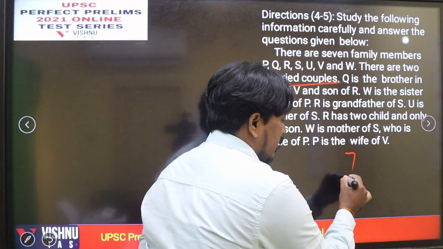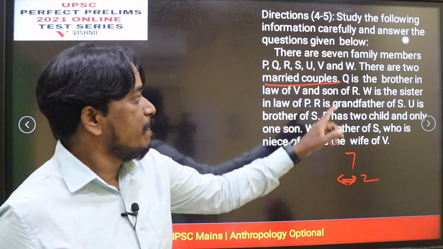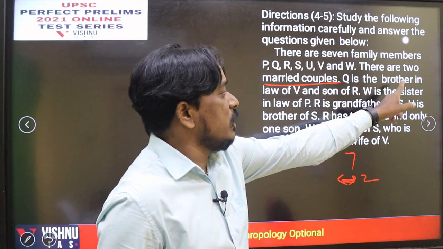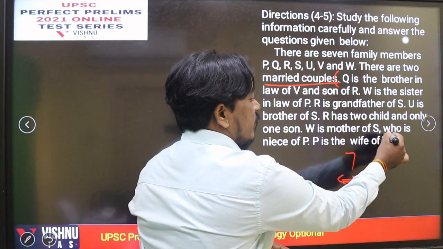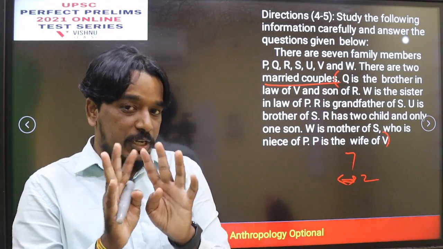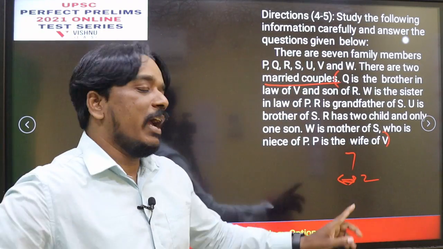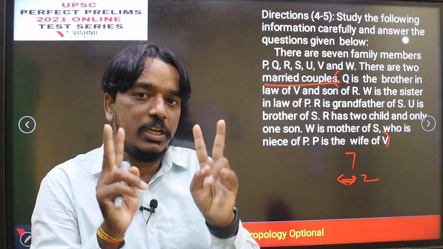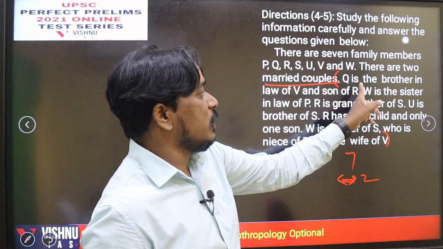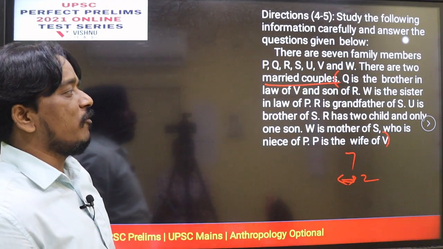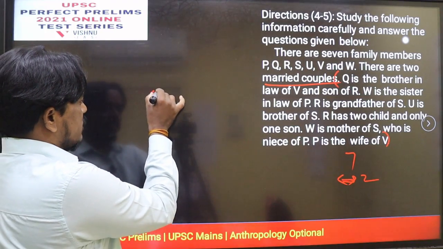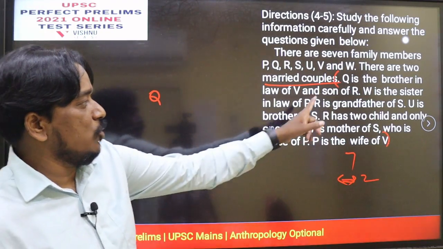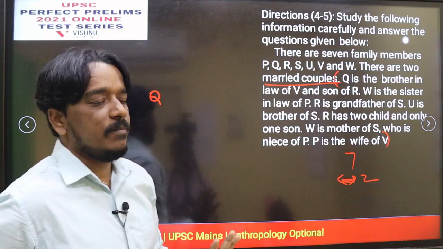How many couples are there? 2 couples are there. And Q is the brother-in-law. From here we have to start the question. The conditions are: total 7 members, names are there, and only 2 married couples should be there. Now, Q is the brother-in-law of V and son of R. We are talking about Q. Q is a brother-in-law of V. Clear?